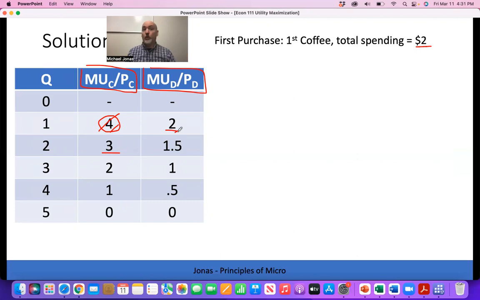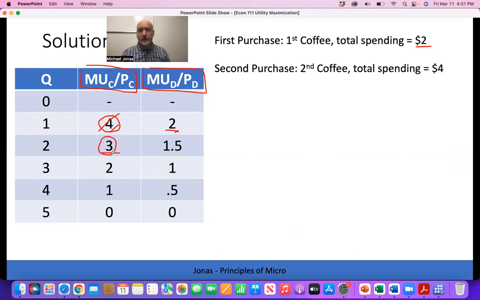So we can just say, well, which one's bigger, right? Follow the rule, maximize utility per dollar. So we're going to buy another cup of coffee before we've bought a single donut, right? So our second purchase is another cup of coffee. We've spent another $2. So keeping track of our total spending, it's now $4. But this second cup of coffee is now also off the board, right? So now we come back and we say, well, I still have some money to spend. What should I do?